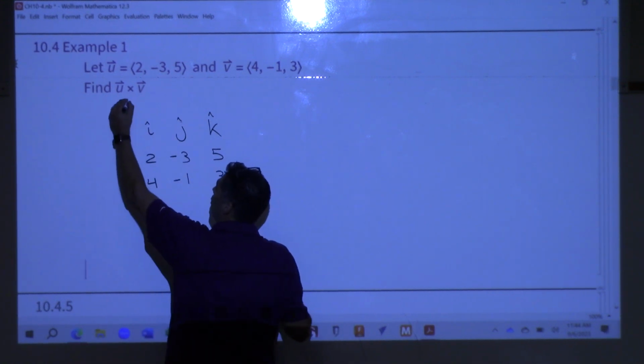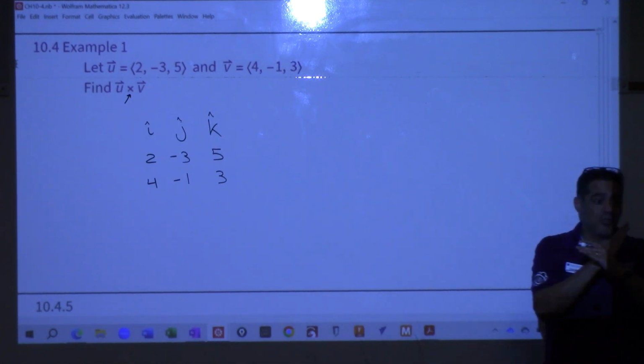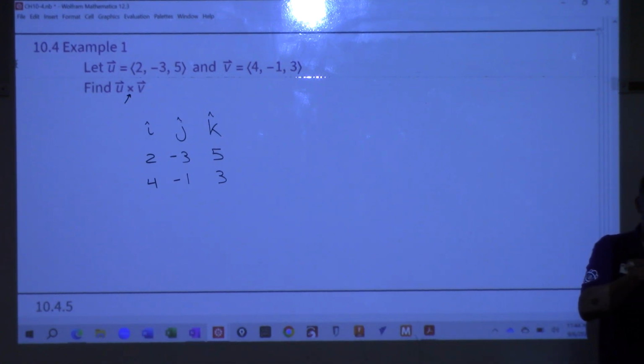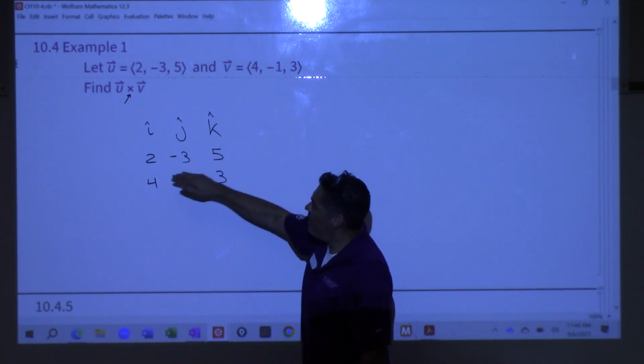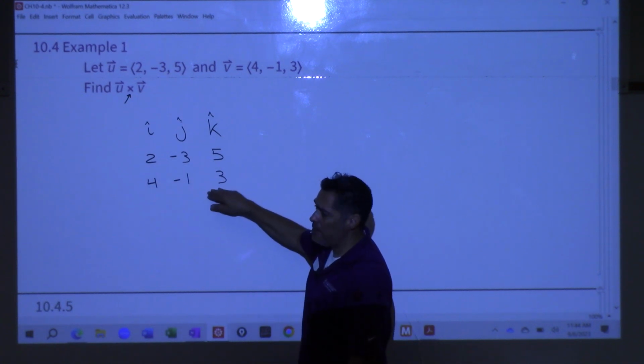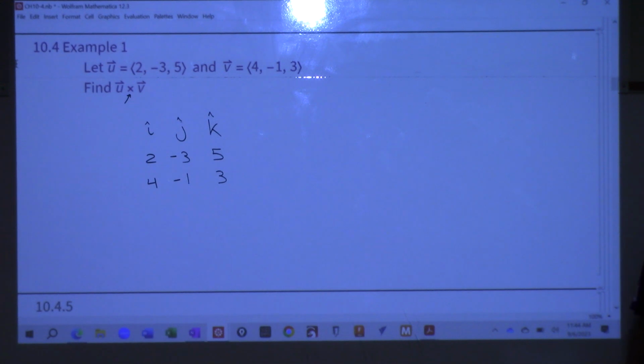Oh, that's the notation, I didn't say that. The notation for cross product is an actual old school multiplication symbol. That symbol means cross product. So I first write down i, j, k, and then I write down the u vector, and then I write down v because I'm doing u cross v. Now what I'm going to do is compute the components.